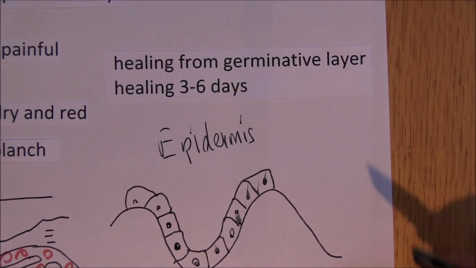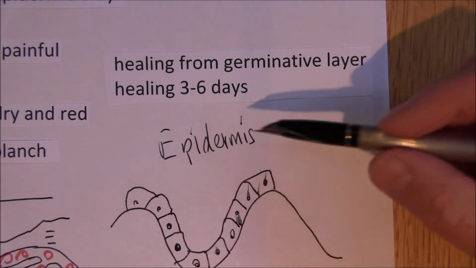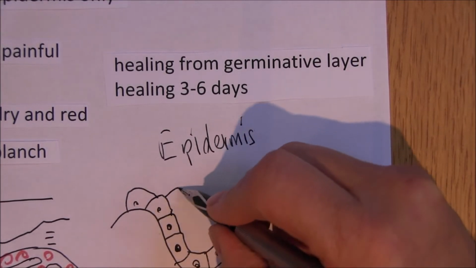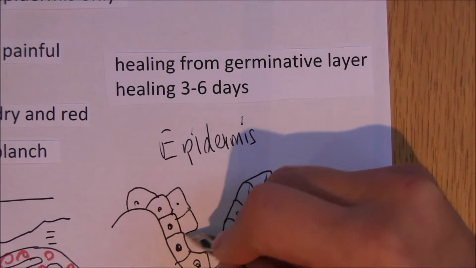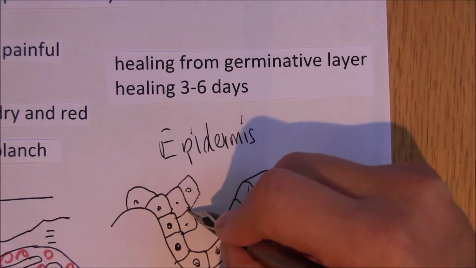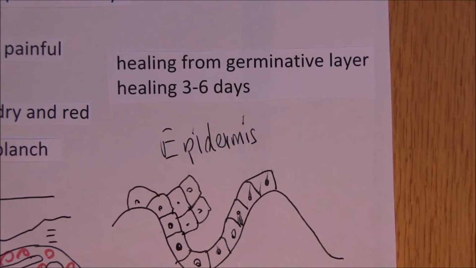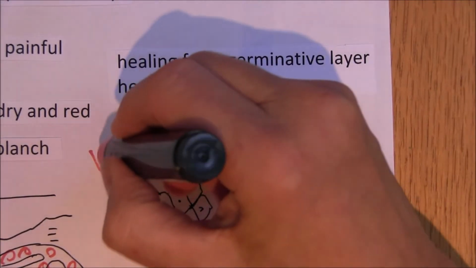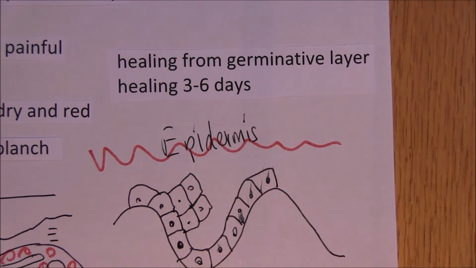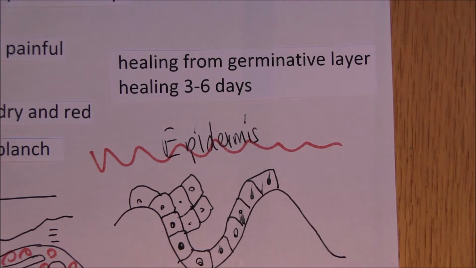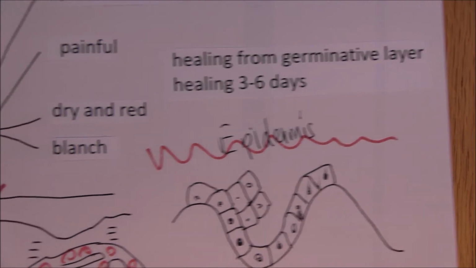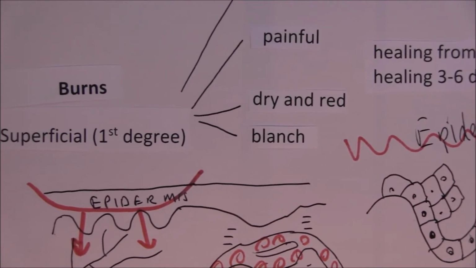So healing from the germinative layer is normally fairly quick. These cells will divide and they will replace the damaged part of the epidermis above fairly quickly. There's a high turnover rate in skin cells anyway, so we'd expect fairly rapid healing in superficial first degree burns.